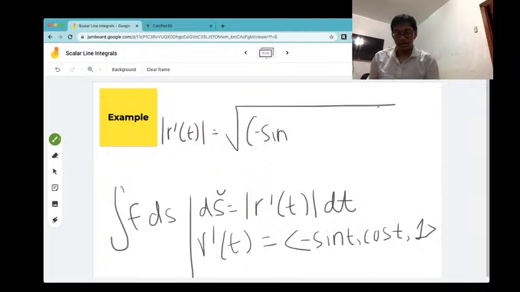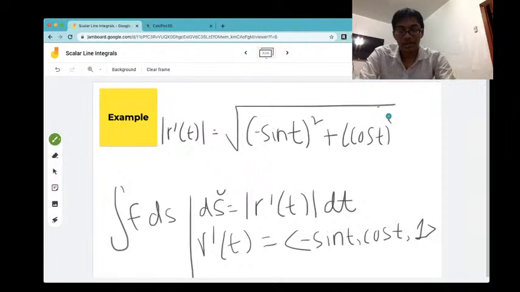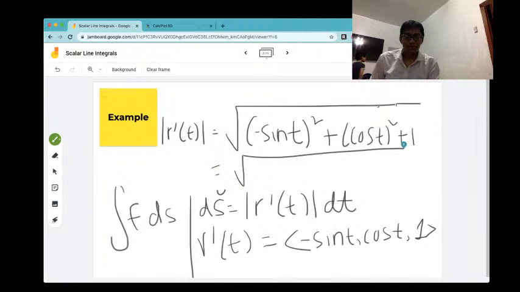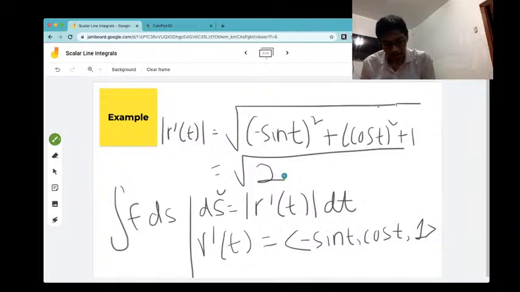So, negative sine t squared plus cosine t squared plus 1, and that's just a basic trigonometric identity. So sine squared t plus cosine squared t is just going to give me the square root of 2.